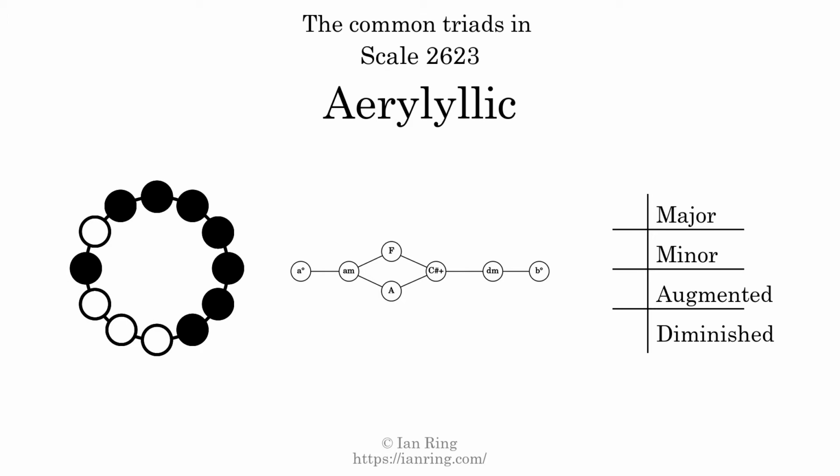The diagram in the center is a graph of parsimonious voice leading between triads. There are 2 major triads. There are 2 minor triads. There is 1 augmented triad. There are 2 diminished triads. There is no Hamiltonian path through the graph that uses all the triads.